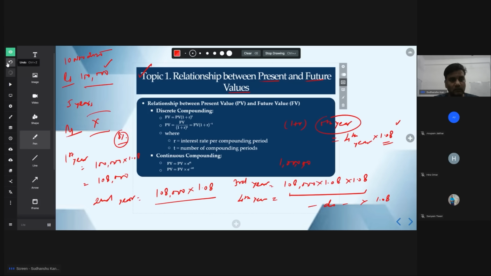Sorry, let me rub it. 100,000 and 1.08 raised to power 5. That's it, guys. Future value and present value are not a very difficult concept. People in finance make it very difficult. They make it sound like, oh my God, I don't know what is future value, present value. But you think, this is what our parents have been doing, even though our parents were never in finance.